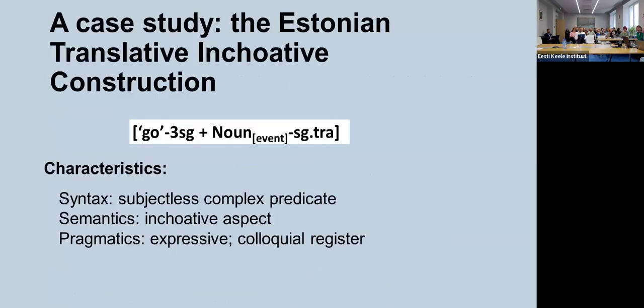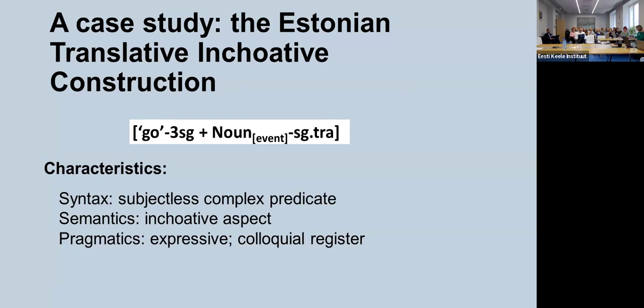And so we present a small case study, a construction we call the Estonian translative inquiry construction, consisting of the verb meaning go in third person, and an event noun. It is an inquiry construction, but it's in many ways quite special and idiosyncratic. Instead of an infinitive, the main word of the construction is a nominalization, an event noun in translative case form.